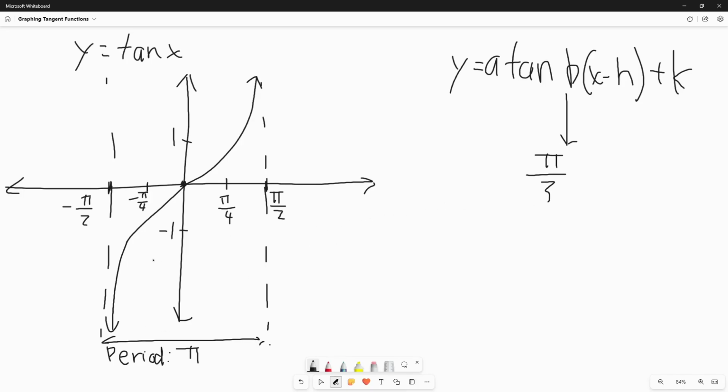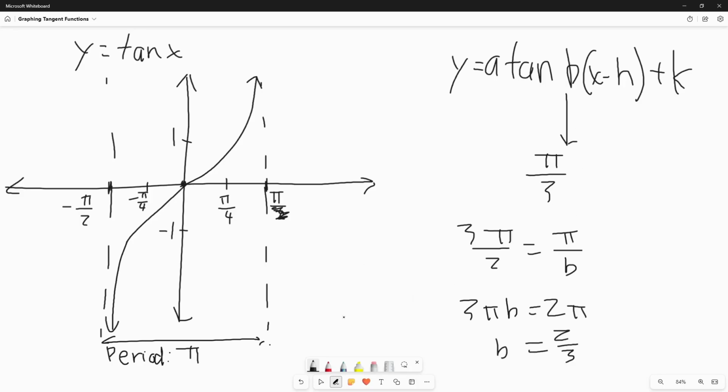And if you have a graph where this is not pi over 2, but this is just pi, then this period, you can do the math, would be from negative pi over 2 to pi, which is 3 pi over 2. And you set 3 pi over 2 equals pi over b. And you can do the math, and it's going to become 3 pi b equals 2 pi. B equals 2 over 3.